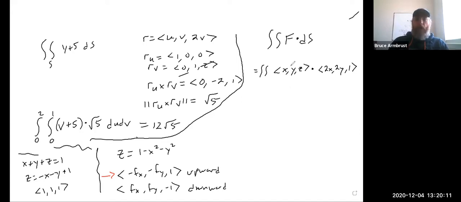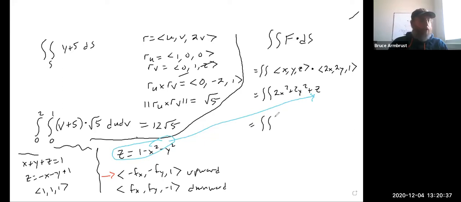All right, so if we now do this calculation, this is going to end up being a double integral of 2x squared plus 2y squared plus z. We can replace the z because we have the equation for it, right? If we come back down here, we had z is equal to 1 minus x squared minus y squared. So this ends up being the double integral of 1 plus x squared plus y squared dA.